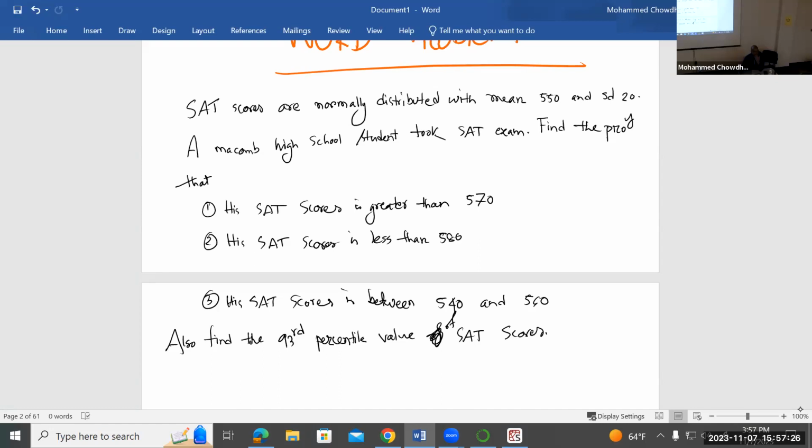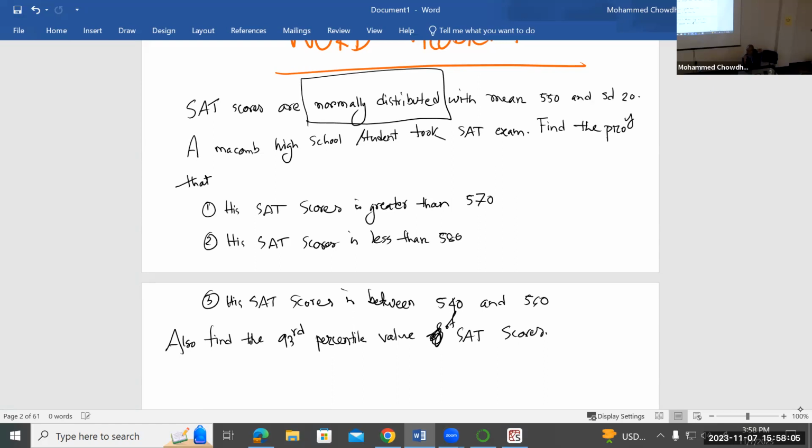This is real life. Suppose we have our salary. Salary is normally distributed. A randomly picked person's salary is normally distributed with mean salary 50,000 and standard deviation 5,000. A randomly selected person has a salary greater than 60,000, less than 40,000, between 40,000. So in the normal distribution problem, these things must be written in the question: normally distributed. You understand? The words normally distributed must be in the question.